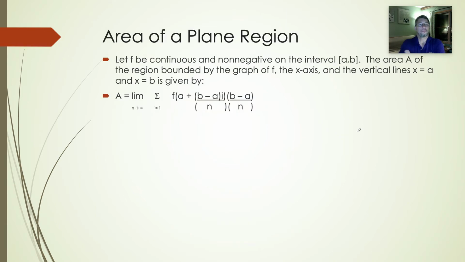Now, if you're taking the area of any plane region, meaning flat region on a graph, not 3-dimensional, but just 2-dimensional, and f is a continuous function and non-negative on the interval a comma b, then the area of the region bounded by the graph, the x-axis, and the vertical lines x equals a and x equals b is given by A equals the limit as n approaches infinity of the sum of i equals 1 to n of f of a plus b minus a times i over n times b minus a over n.